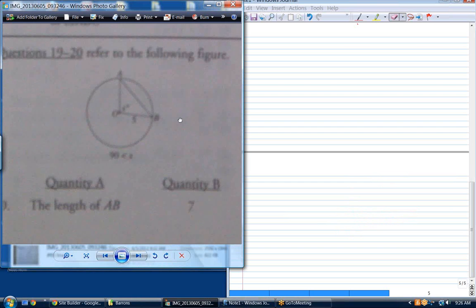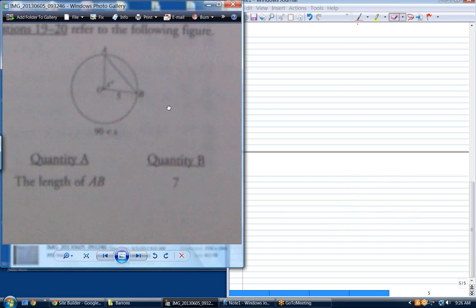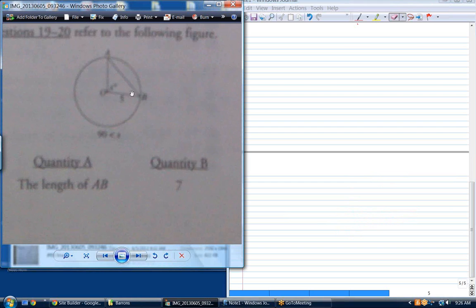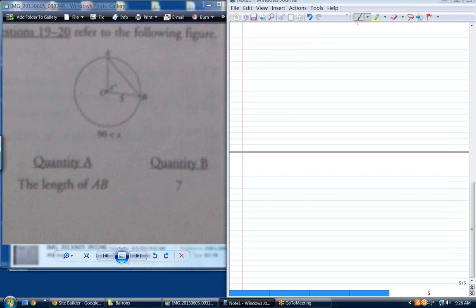Okay, we have two questions that are going to refer to this figure, and this is particularly hard to see also. That says x degrees. That says 5, and that's AOB. And is the length of AB greater than or equal to 7? And this down here says that x is greater than 90 degrees.